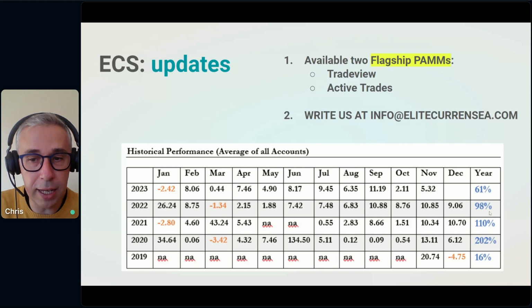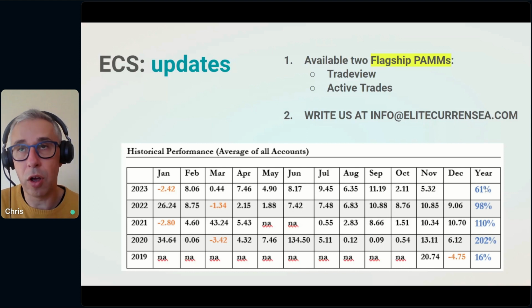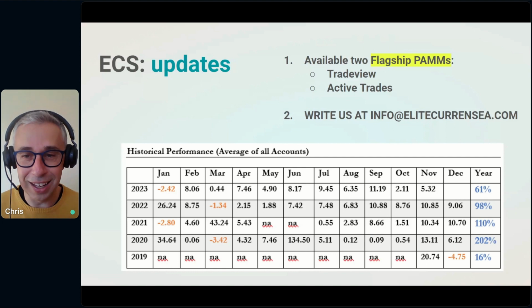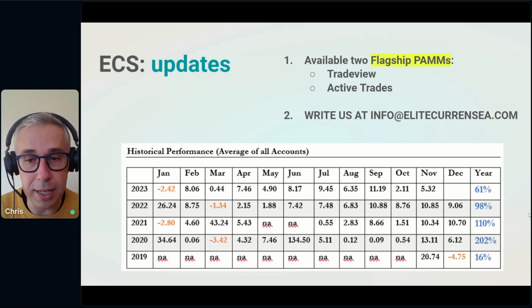Last year, I had 98%. And this year, only, okay, 61 is still a great result, but it's a little bit less than 2022 and 2021. But if you look at the results, every year has had only 1 month of losses.